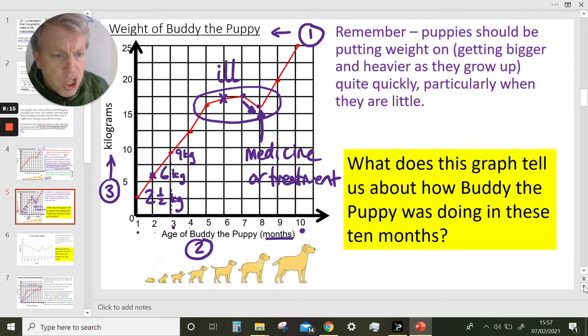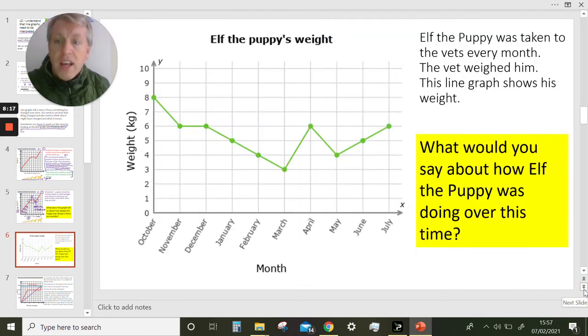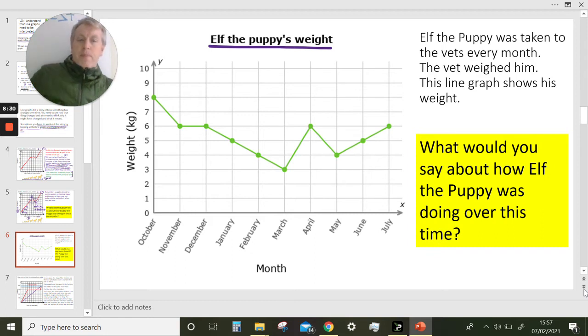Now, I'm going to show you another line. This is for a different dog. This one is Elf the puppy. Elf the puppy's weight. So, have a look at that line, pause the video. What would you say about how Elf the puppy is doing over this time?